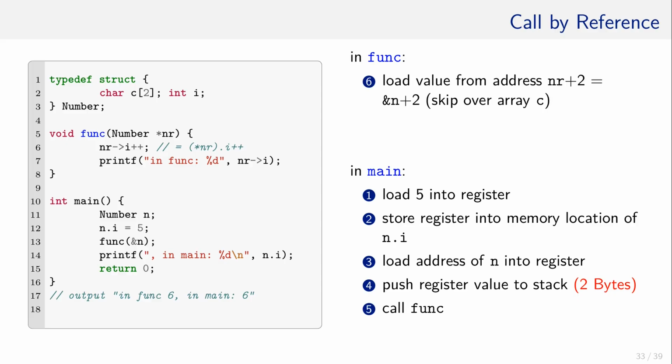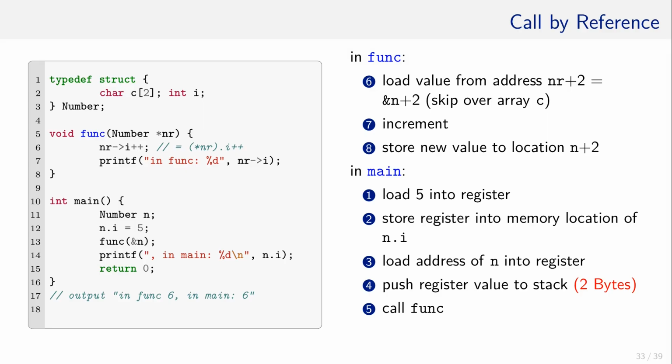Inside the function, the integer is accessed by dereferencing the address of nr, which equals the address of n. Since we do not work on copies of structures like before, if something changes in that structure, the old value is overwritten permanently. So we increment the integer and have to store it back before printing the new value of 6. Then we return to the main.